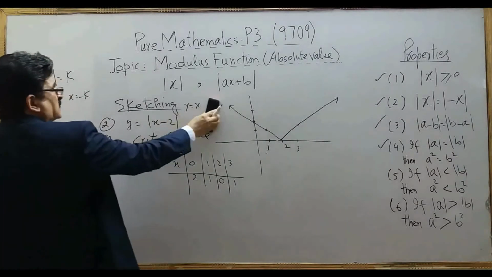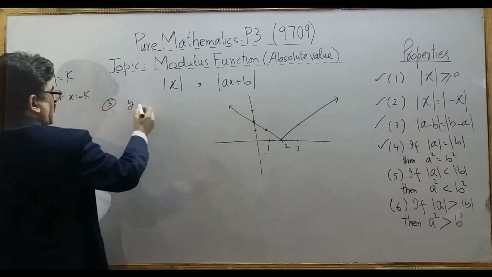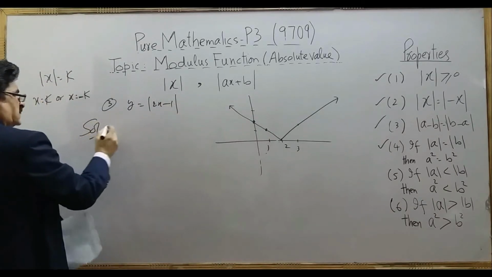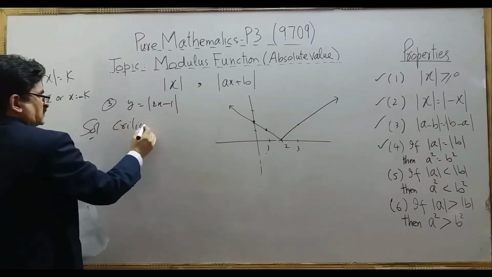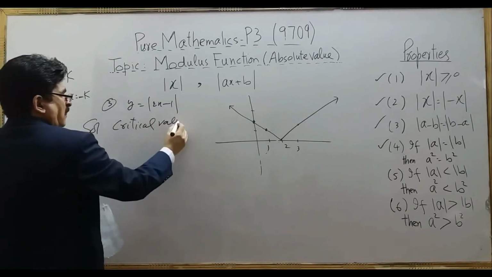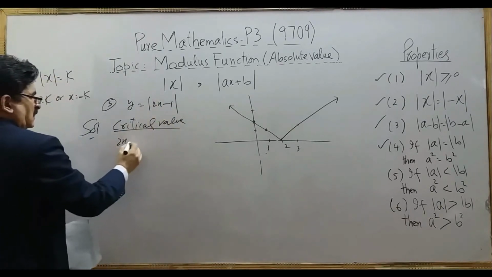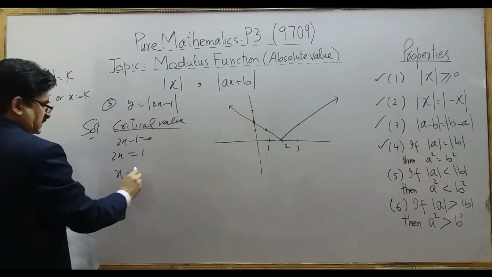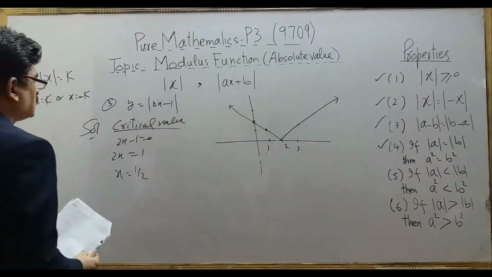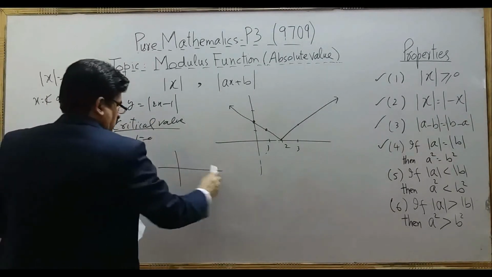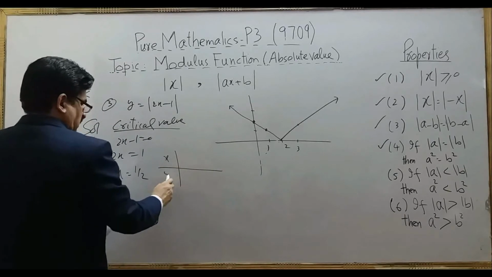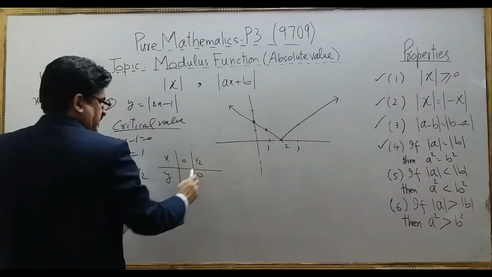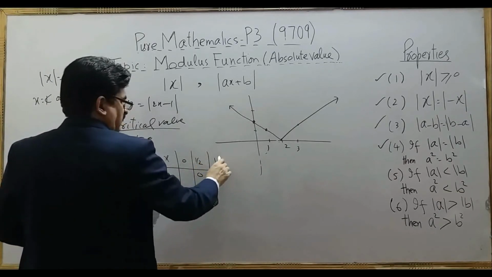Then we have the third example. We have y is equal to |2x minus 1|. Now the solution is, again you see the critical values. Here we have one value. Which value will make it 0? 2x is equal to 1. Here you have x is equal to 1 over 2. So at 1 over 2 it is 0. So if you make a table, you take 0, then you take 1 over 2 at which it is 0, then 1.